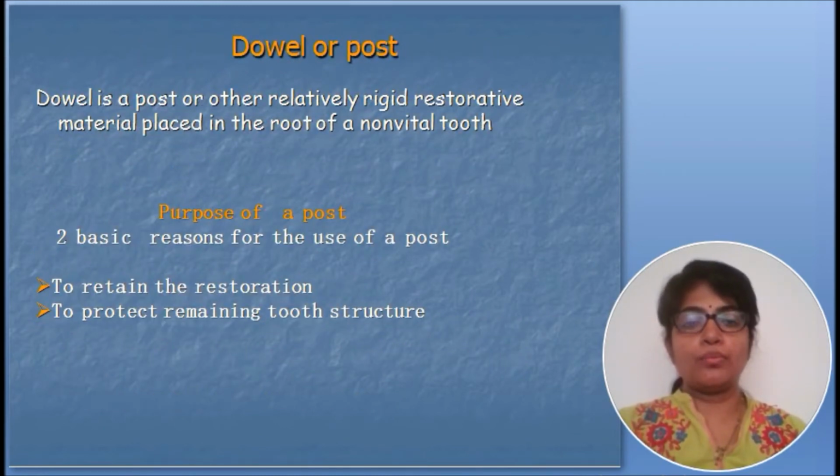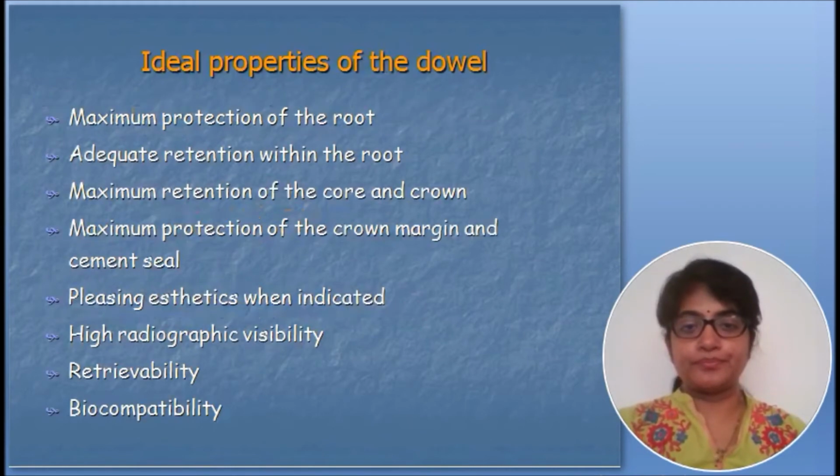Now coming to posts, they are also called dowels. A post is a relatively rigid restorative material placed in the root of a non-vital tooth. What is the purpose of this post? There are two basic purposes. First is to retain the restoration and second is to protect the remaining tooth structure. But the second is the secondary purpose. The primary purpose is to provide the retention for the core.